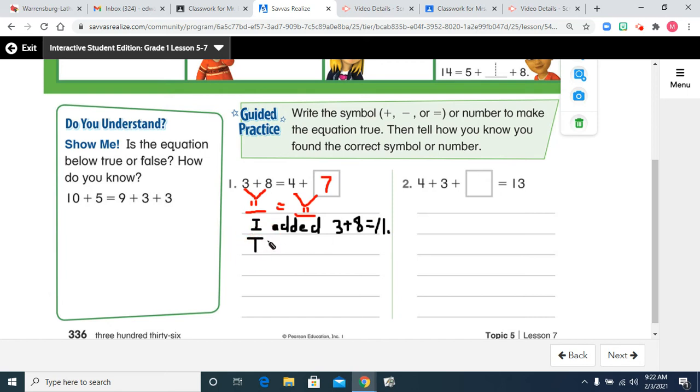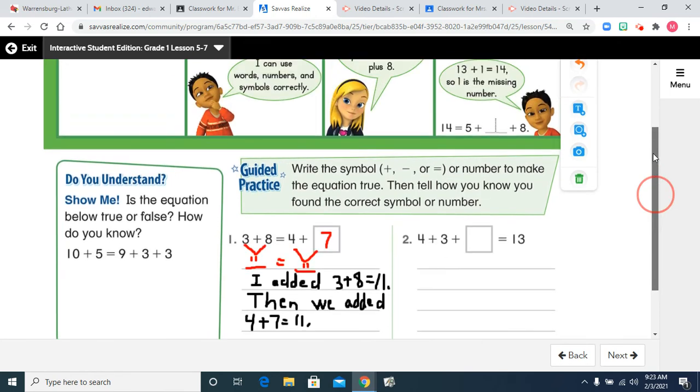Then you can write, then, what do we do? Then we added 4 plus 7 equals 11. Okay? So that explains what we did and what order we did it. All right? Just a couple sentences, 2 or 3 sentences to explain what you did. All right. So let's look at the next problem.